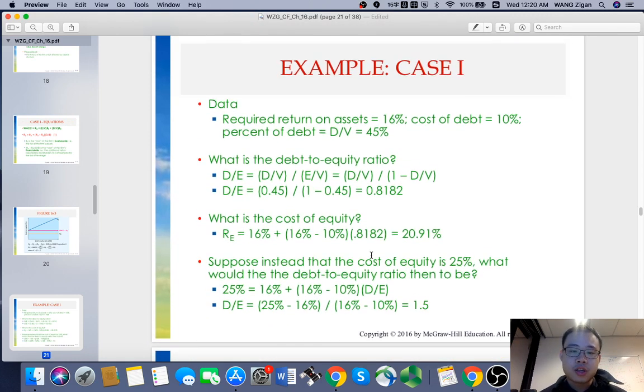So this is an example. Basically, it gives you the ROA, RD, and D/V. It asks you to calculate RE. The only small trick is that you have to calculate the D/E ratio from the D/V ratio. It should be simple to you because V is just D plus E. Okay.